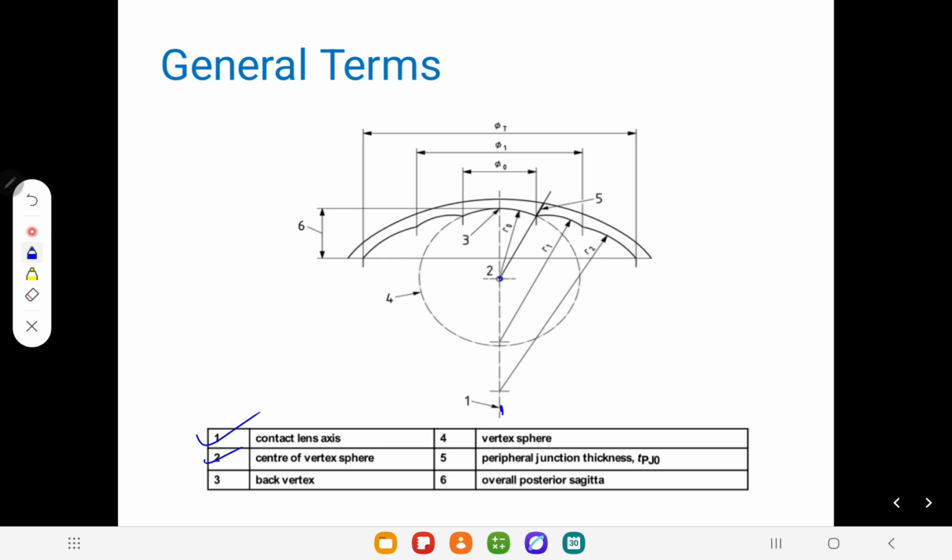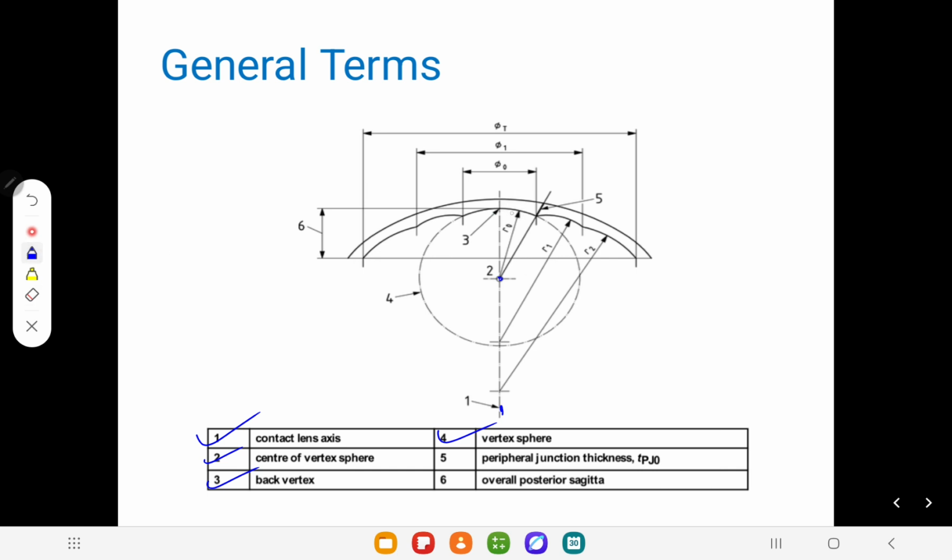What do you mean by vertex sphere? Means this sphere. Yes, center of the vertex sphere. Back vertex, what do you mean with 3? Back vertex is the same thing we are discussing, center of the vertex sphere. This is the back vertex, because as in a spectacle there is a back vertex. 4 is a vertex sphere. Remember, this will come later on.